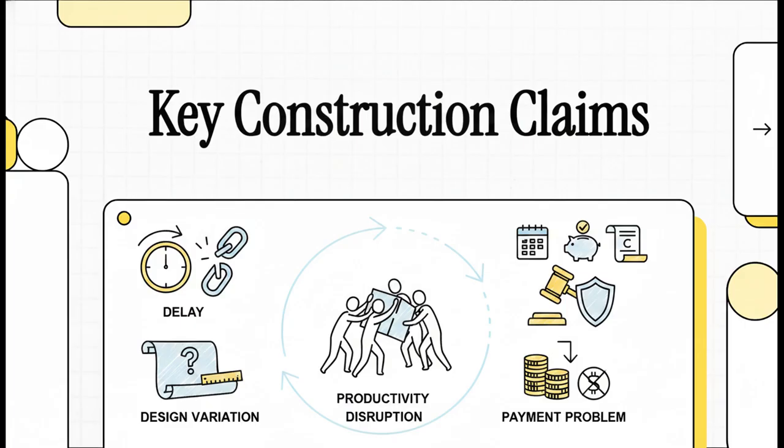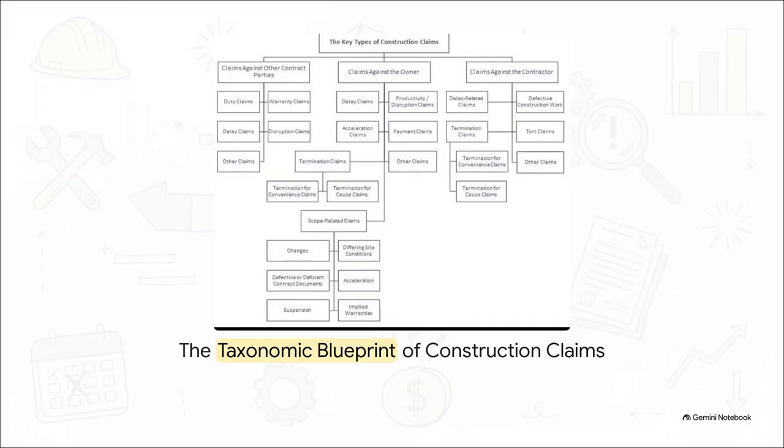Welcome to this explainer. Today we're going to decode the exact taxonomy of construction claims so you can really safeguard your contractual rights. Think of this flowchart right here as our foundational blueprint. It basically takes the incredibly chaotic world of construction claims and organizes it into a neat, easy-to-read taxonomy. We're looking at four main branches today: claims involving other contract parties, claims against the owner, scope-related issues sitting right there in the middle, and finally, claims against the contractor.